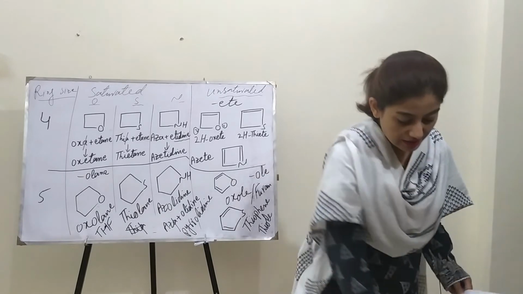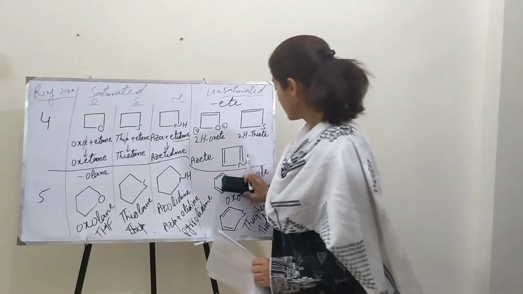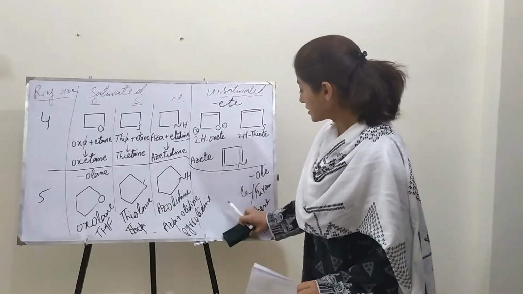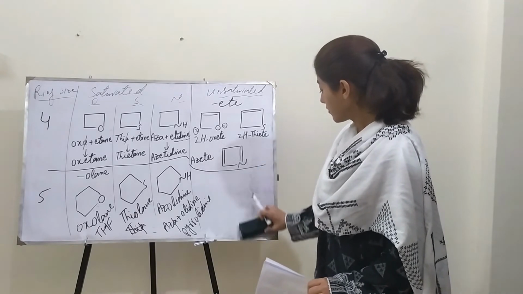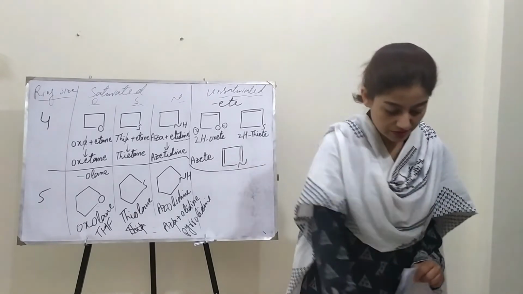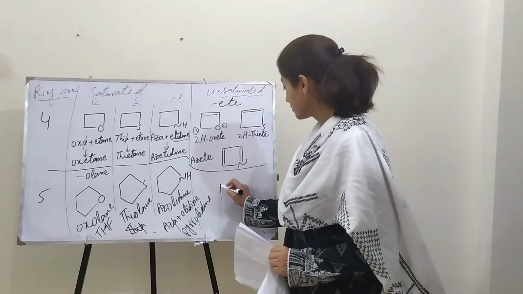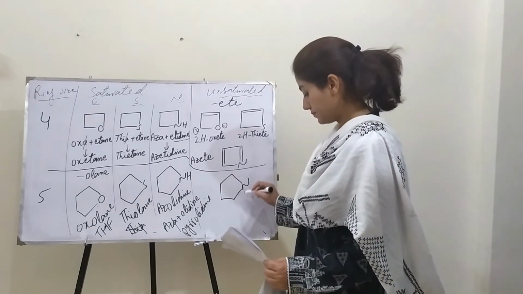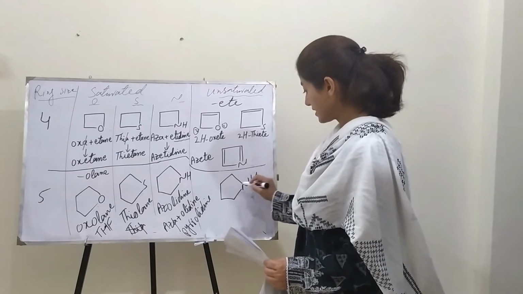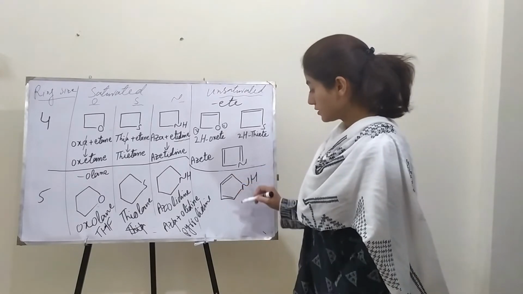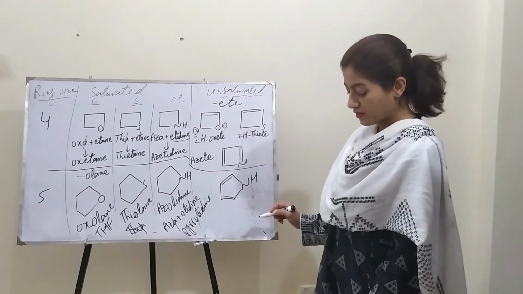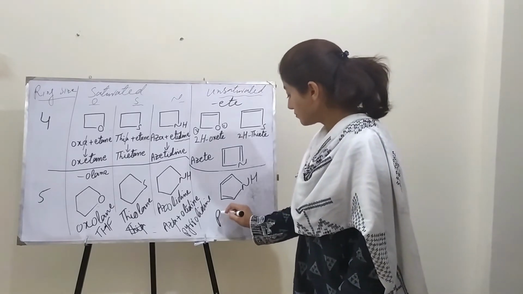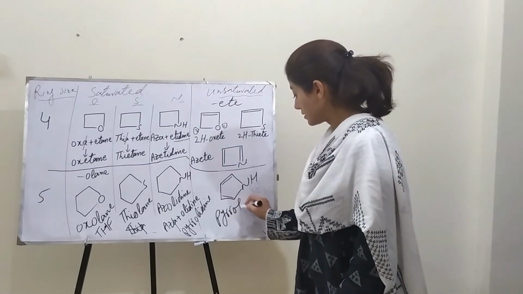Now there is the next member, being the nitrogen containing 5-membered unsaturated system, as it would be like this. Here it is NH and here there would be 2 double bonds, and its name would be pyrrole.